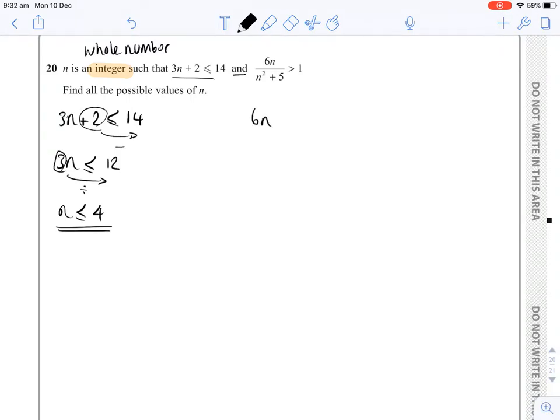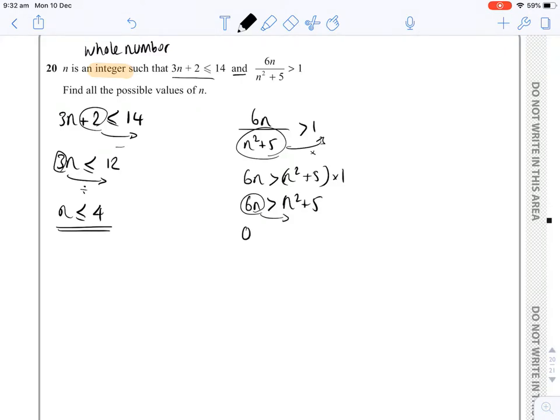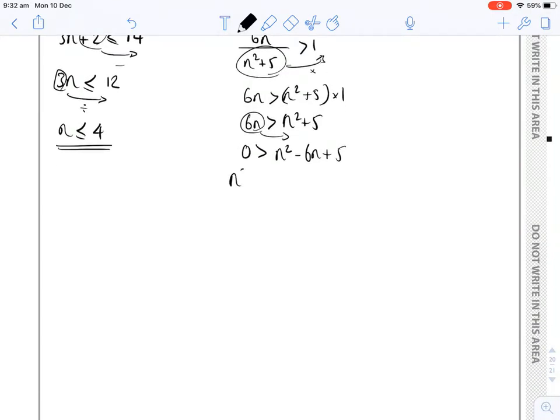So we've got 6n over n squared add 5 is greater than 1. So I'm going to take my n squared add 5 over where it becomes a times. 6n is greater than n squared add 5 times by 1. So times by 1 stays the same. 6n is greater than n squared add 5. I'm going to move my 6n over, which is going to leave me with 0 is greater than n squared minus 6n add 5. Writing it in a slightly nicer way, I get n squared minus 6n add 5 is less than 0.